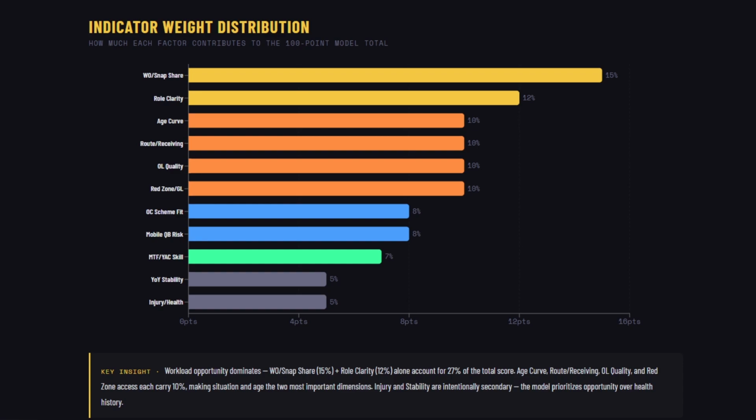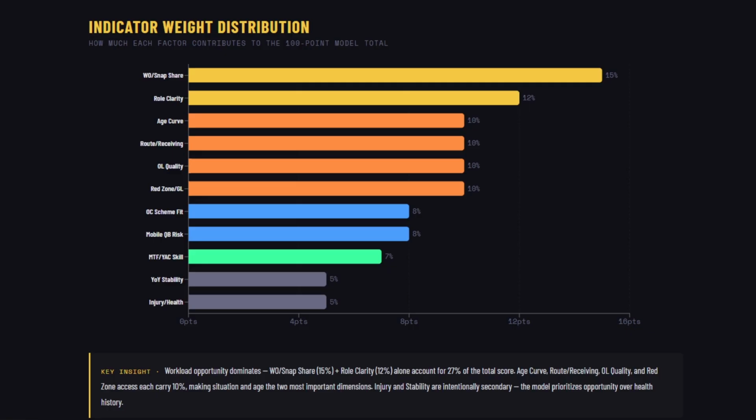Next up, we have four that are tied for 10%. That's age curve, receiving ability, O-line quality, and red zone usage. For the age curve, most running backs under the age of 28 or 29 are running backs that succeed, and most running backs that are over that age range usually have a steep decline, barring Derrick Henry, but we'll get into him later. Receiving role.